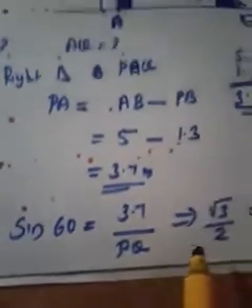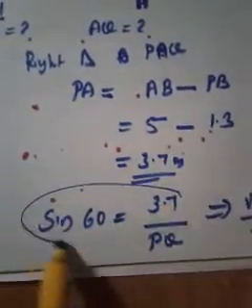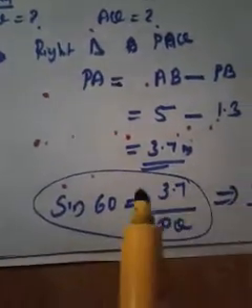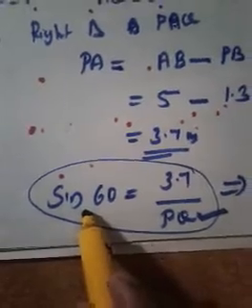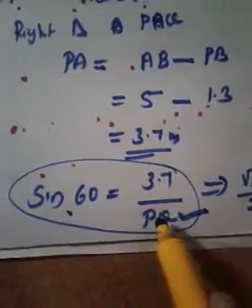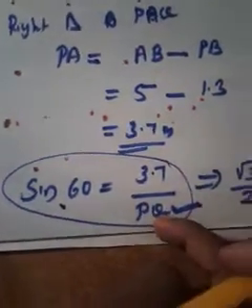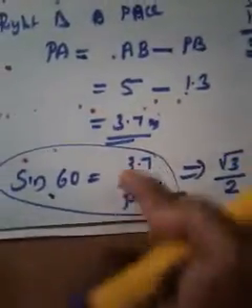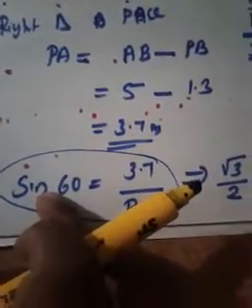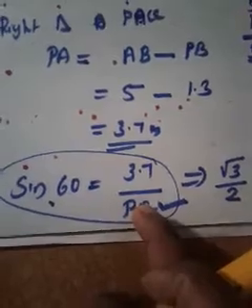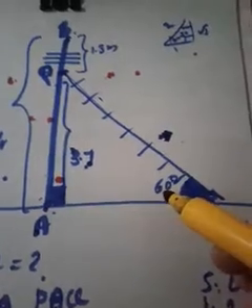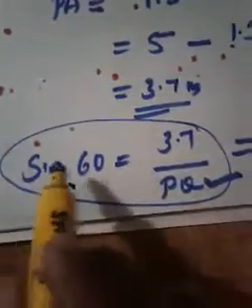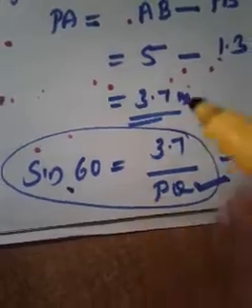When you are using a ratio in this way, you have to ensure how many unknowns are there. Here only one unknown is there, because we know sine 60 and 3.7 is there. If there are two unknowns, we cannot calculate. Since there is only one unknown, we can easily calculate. When you use some ratio, there should be only one unknown. If two unknowns came, we cannot solve.